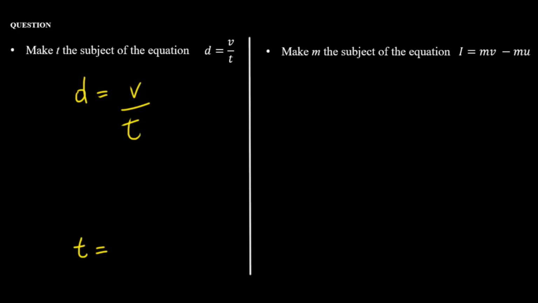If I multiply both sides by t, then that means d times t is going to be equal to v, right? And now that t is no longer in the denominator, what would you do next to get t by itself? That's right, we would divide by d because we need to get rid of that d. So that means if I divide both sides by d, t is going to be equal to v over d. And now I can rub out what I had down here because this is what the answer is. t is equal to v over d.